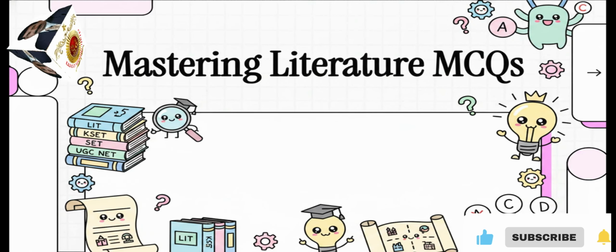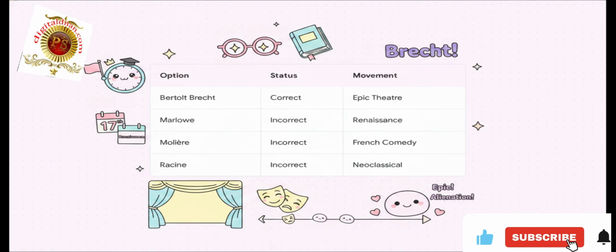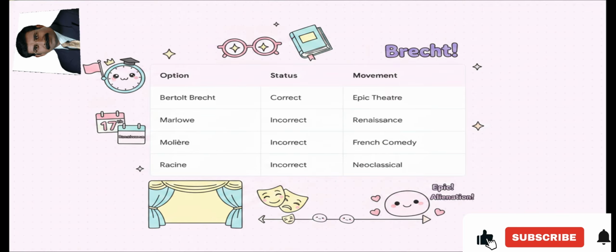Christopher Marlowe, he belongs to Renaissance tragedy. Molière is the master of 17th century French comedy. And Jean Racine represents French neoclassical tragedy. Every single one of them is centuries too early for the modern categorization of experimental drama. So by process of elimination, that leaves us with Bertolt Brecht. Brecht totally revolutionized drama with his epic theater. He intentionally shattered traditional illusions using his alienation effect, forcing the audience to stay critically aware rather than just getting emotionally lost in the narrative.